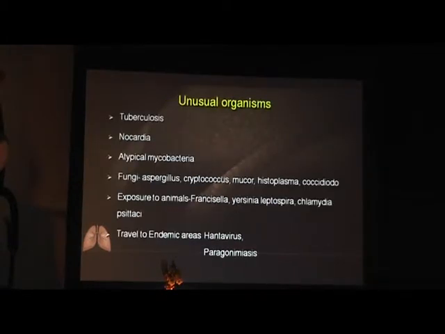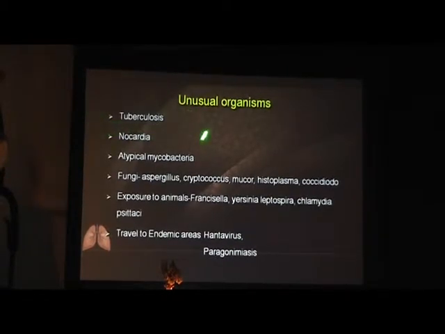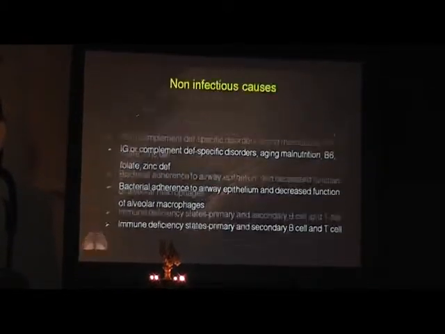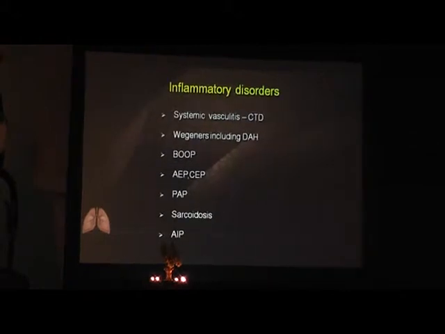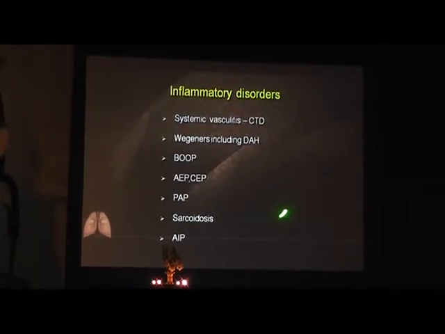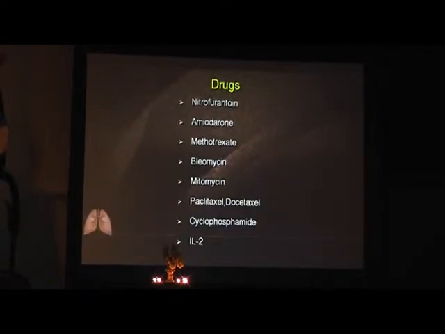So MRSA, we've already seen this. Unusual organisms like tuberculosis, Nocardia, atypical mycobacteria, lapses in defense mechanisms. I think we'll skip all this. Not so. Look at inflammatory causes. Vague things like systemic vasculitis, Wegener's, you have BOOP, you have PAP, you have sarcoidosis, you have AIP.